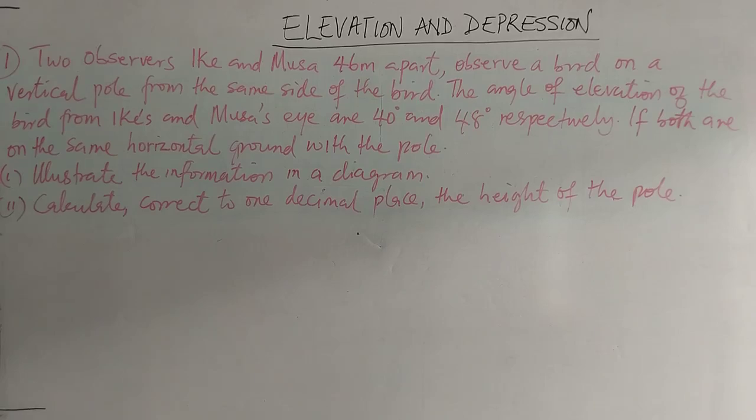Two observers, Ike and Musa, 46 meters apart, observe a bird on a vertical pole from the same side of the bird. The angle of elevation of the bird from Ike and Musa's eye are 40 degrees and 48 degrees respectively. If both are on the same horizontal ground with the pole, illustrate the information in a diagram. Calculate, correct to one decimal place, the height of the pole.